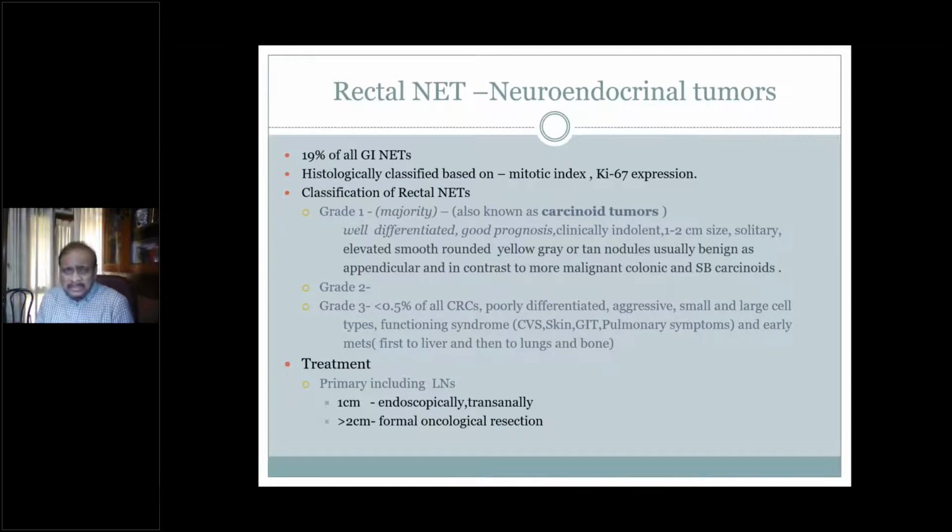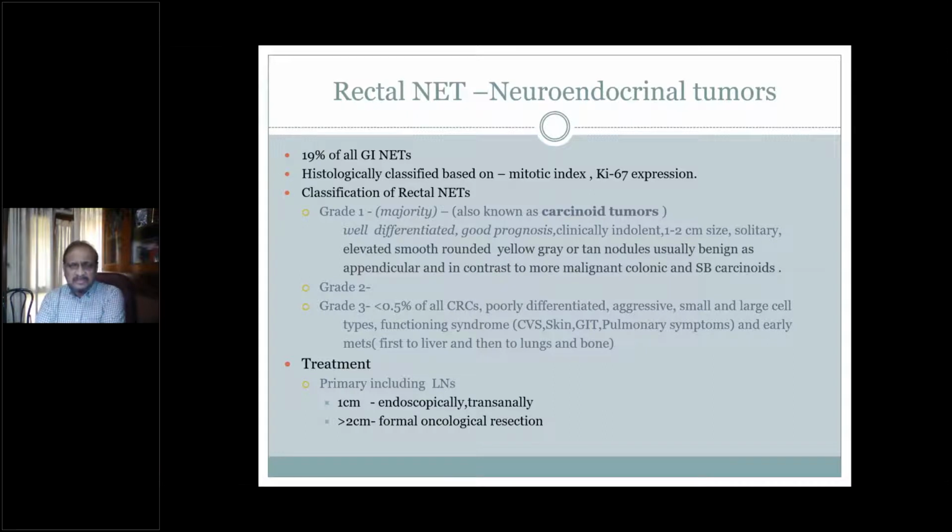Coming to the other, the neuroendocrine tumors, they are slightly important. Why? Because one of the neuroendocrine tumors identified in the rectum is a carcinoid, right? 19% of all GI NETs are rectal NETs. Histologically they can be classified based on two things: number one, the mitotic index, and number two, the Ki-67 marker expression. If they're there, then it is probably a neuroendocrine tumor.